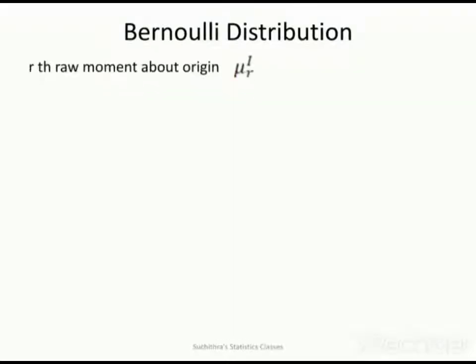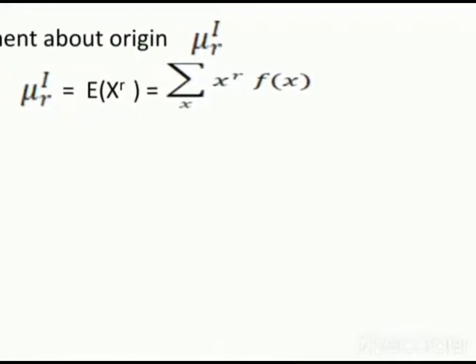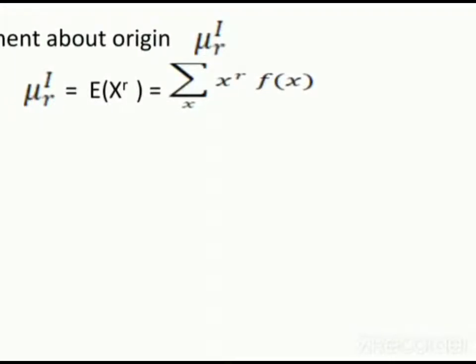Now, let us think about the rth raw moment about origin, mu r dash. What is the use of calculating the rth raw moment about origin? By the calculation of mu r dash, we can calculate all other characteristics of any distribution. That's why we are interested in the rth raw moment about origin. Mu r dash is equal to expectation of x raised to r.